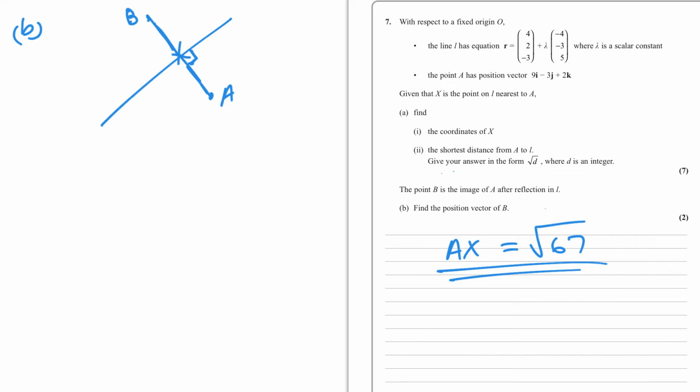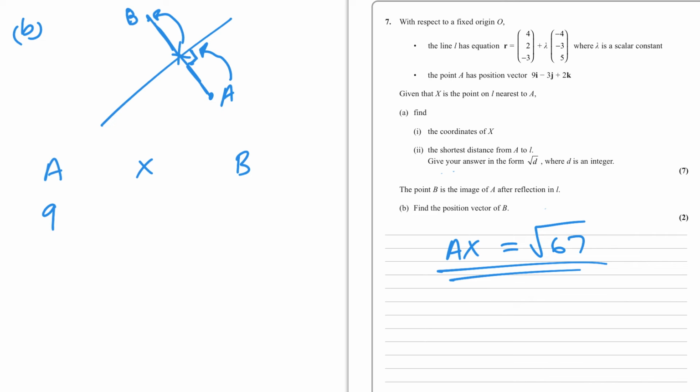So what I'm going to do is very simply look at the X, the Y and the Z individually. How do I get from A to X and then do the same to B? How do I get, in terms of Y, from A to X and then from X to B? How do I get, in terms of Z, from A to X and then the same from X to B? And I think that's the easiest way of doing it.